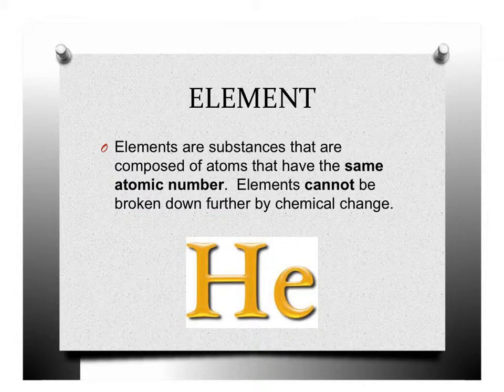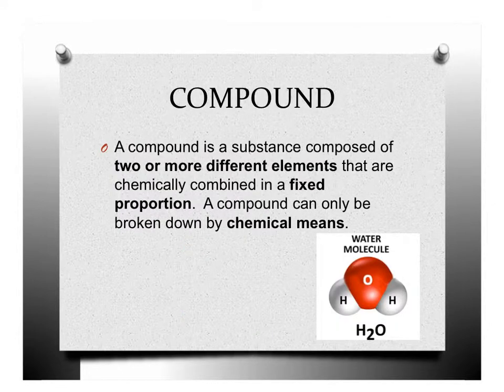Elements are substances that are composed of atoms that have the same atomic number. Element cannot be broken further down by chemical change. While a compound is a substance composed of two or more different elements that are chemically combined in a fixed proportion. So a compound can only be broken down by chemical means.